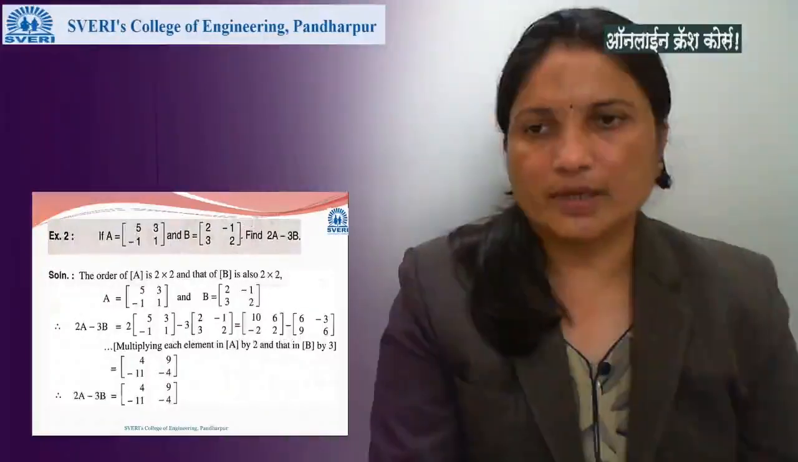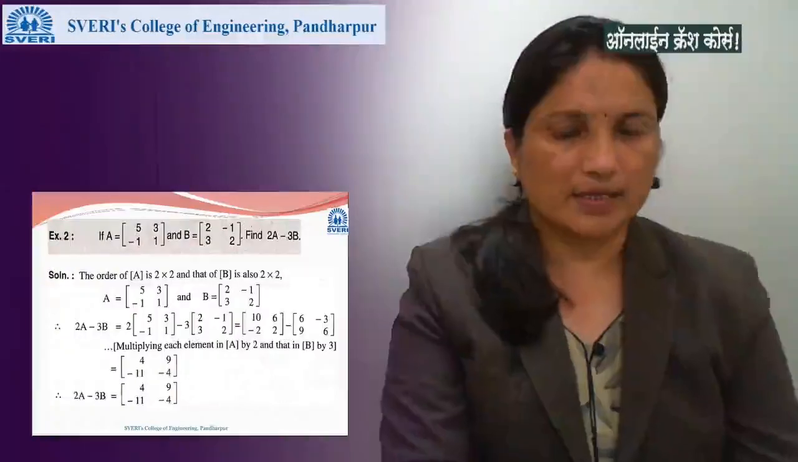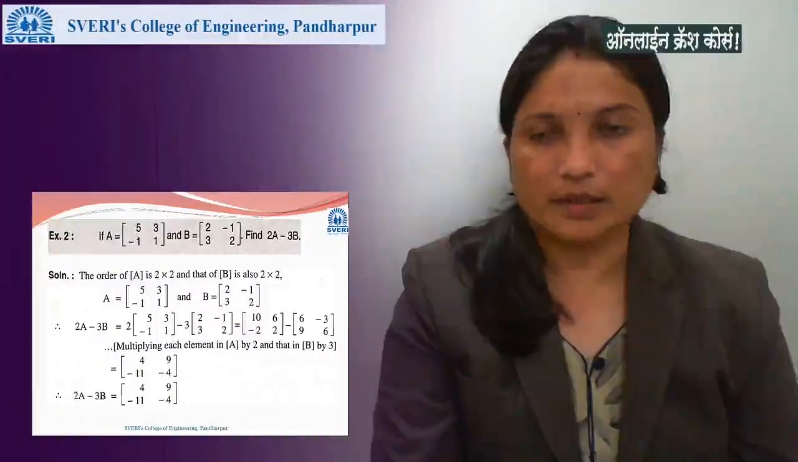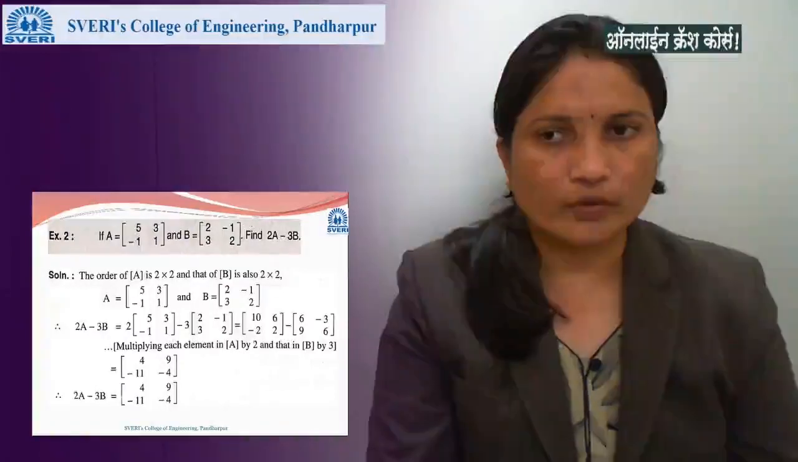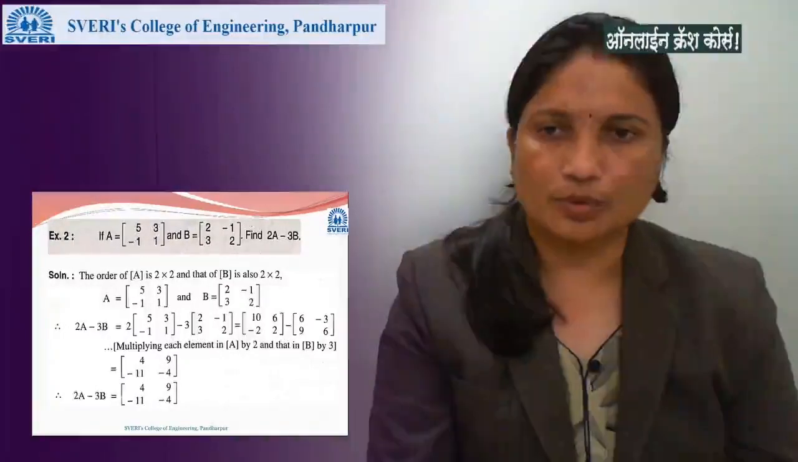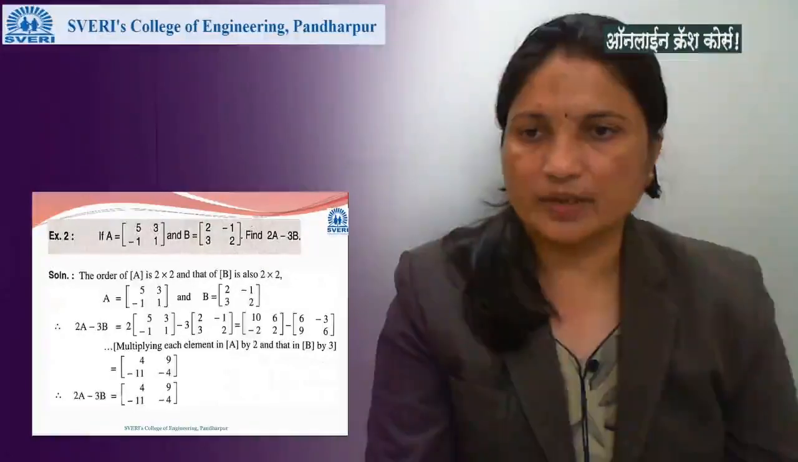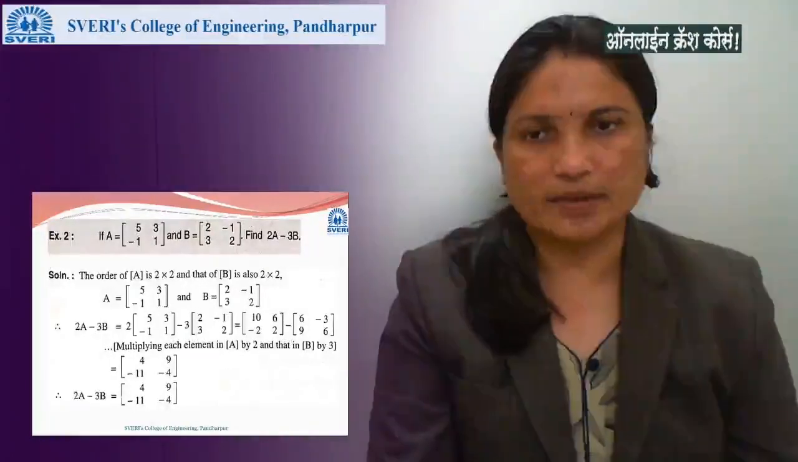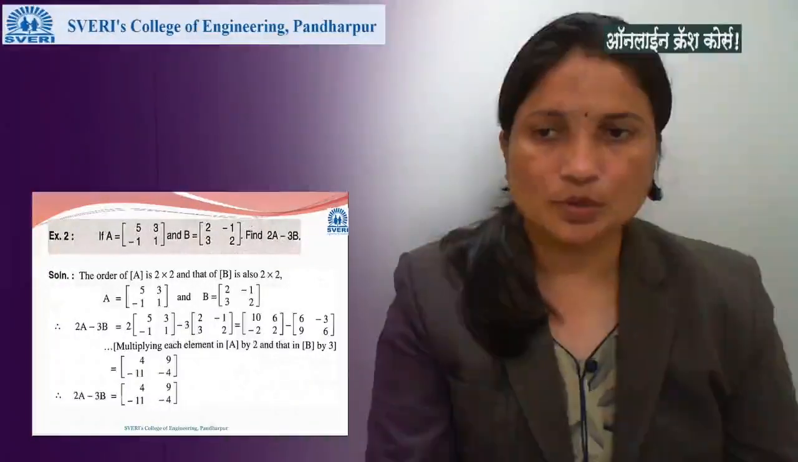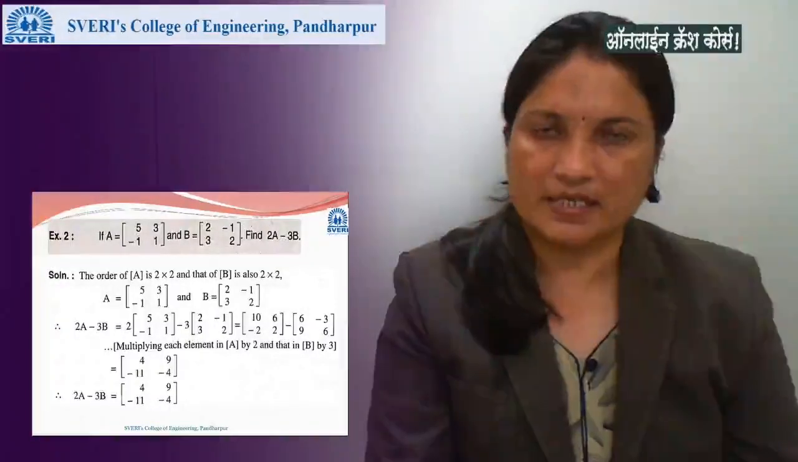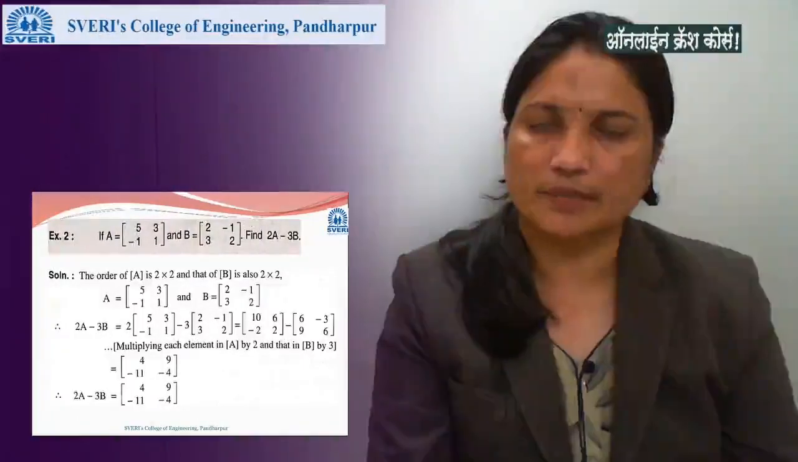If A is equal to [5, 3; minus 1, 1] and B is equal to [2, minus 1; 3, 2], here we are going to find 2A minus 3B. So what is the order of A? Order of A is 2 by 2. Order of B is also 2 by 2. Now A is equal to 5, 3, minus 1, 1 and B is equal to 2, minus 1, 3, 2. So for 2A minus 3B, we multiply matrix A with 2 and matrix B with 3.